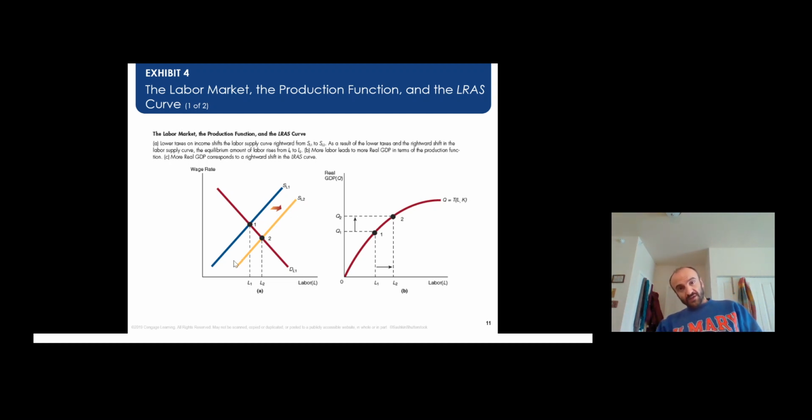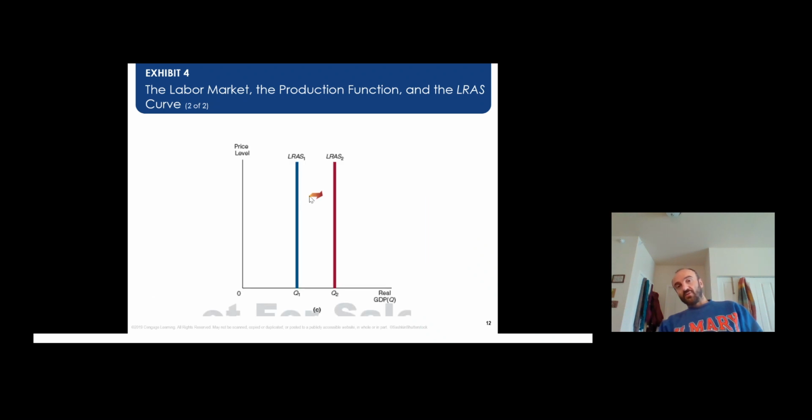So then the supply curve of labor will shift to the right. Then we will move from point 1 to point 2. So eventually the quantity of labor will increase from L1 to L2. And this is the shift here, from L1 to L2, and the productivity of the economy will increase. And obviously then the total supply of goods and services will increase.